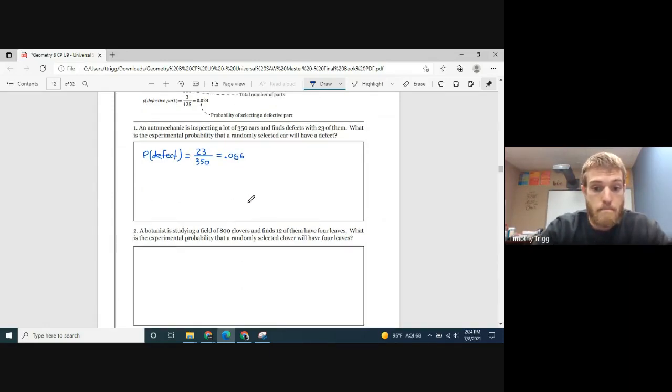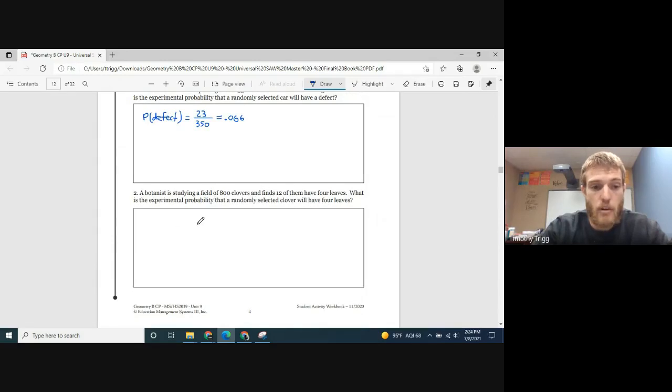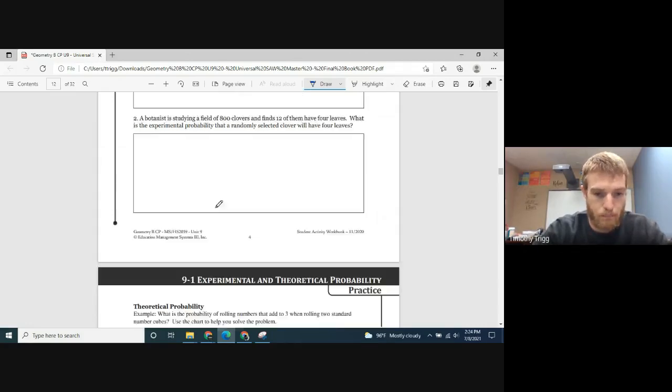All right. With that being said, see if you can do number 2 on your own. So here you're looking for the probability of finding a 4-leaf clover in this situation.